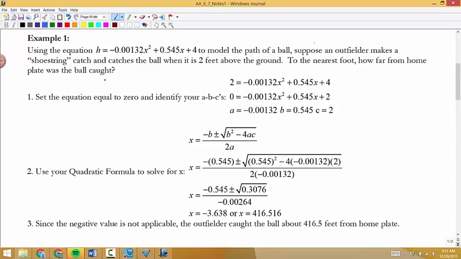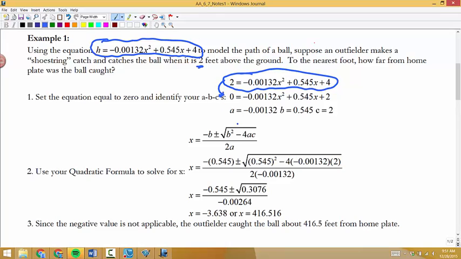Okay, so this is the quadratic that we're working with, but instead of h, we're going to be plugging in 2 for the height, because that's the height at which the player catches the ball. So this is what we have and that we're trying to solve for. So we want to solve this for x. Well, in order to do that, we have to first move 2 over to the other side. By bringing it over here, I'm subtracting 2 from both sides.